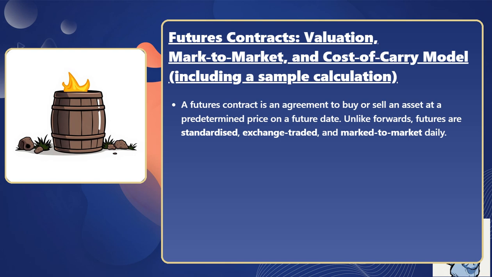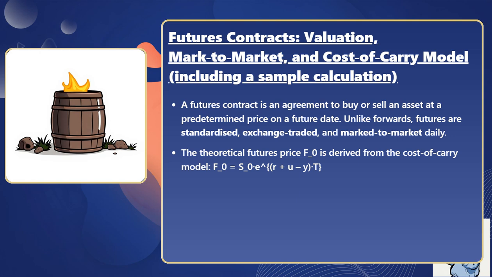A futures contract is an agreement to buy or sell an asset at a predetermined price on a future date. Unlike forwards, futures are standardized, exchange-traded, and marked to market daily. The theoretical futures price F0 is derived from the cost of carry model. F0 equals S0 times e to the power of (r plus u minus y) times T.